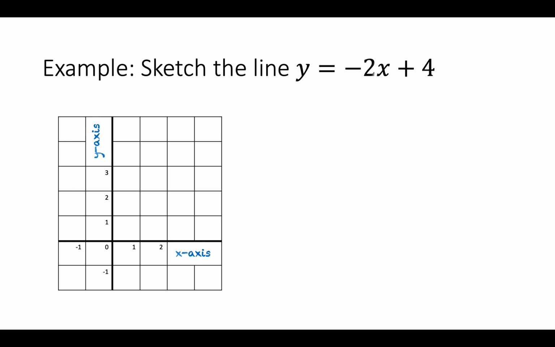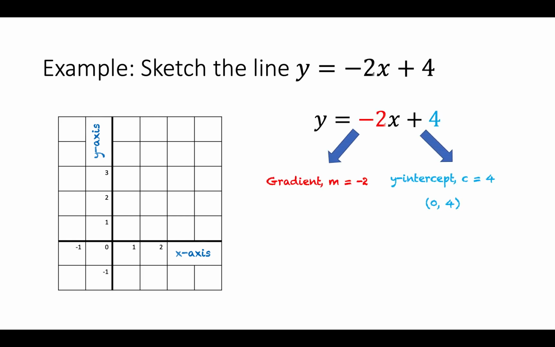Let's see that one more time for the equation y equals minus 2x plus 4. Again, we copy out the equation, and we see that the gradient is minus 2, and the y-intercept is 4. So it will cross at 0 across, 4 up. Let's put a cross at 0, 4. And from there, if you go across one square, we'll go minus 2 down. So 1, 2 down. Put another cross there, and connect. We've done it. We've plotted that straight line.